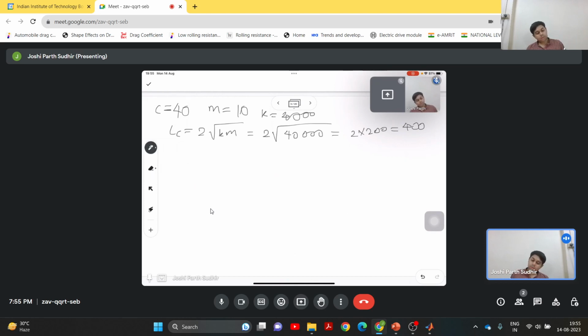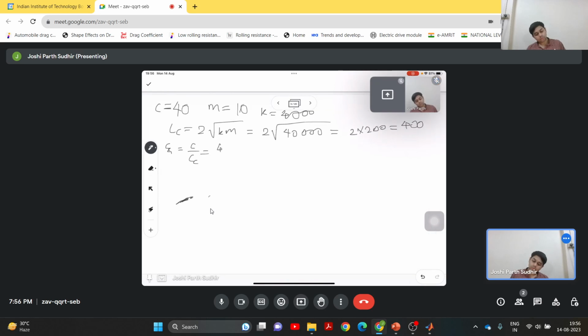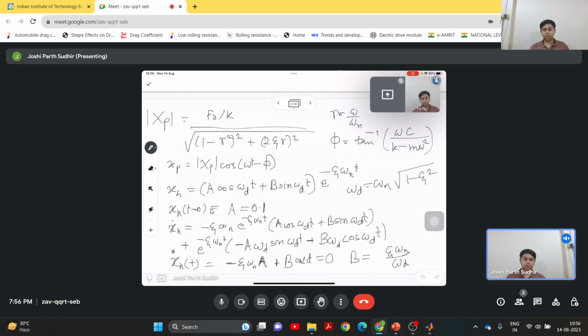So therefore zeta, which is basically the damping ratio, is C by Cc, which is 40 by 400, which is 0.1. So therefore the system is indeed underdamped. So our assumption of the homogeneous solution is correct.